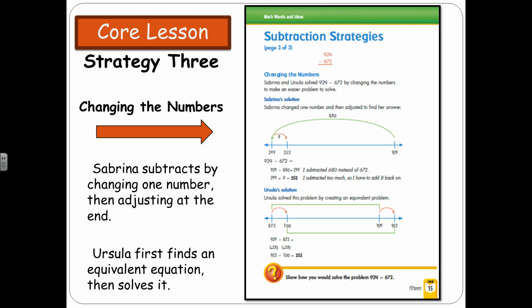When changing the numbers, a student changes one or both numbers to landmark numbers or friendly numbers. The student then finds the difference between the two numbers. Sabrina knew she subtracted too much, so she had to compensate by adding 8 back on. Ursula adjusted both numbers, which can sometimes be a challenge in subtraction because she has to understand clearly what the changes mean to both numbers to complete it correctly. To use this strategy, students have to be able to visualize what is happening, then adjust appropriately.